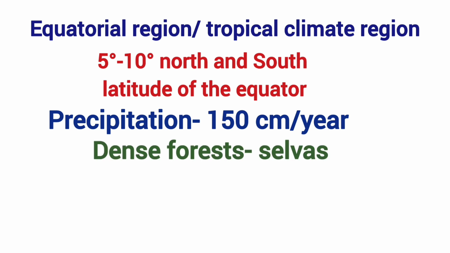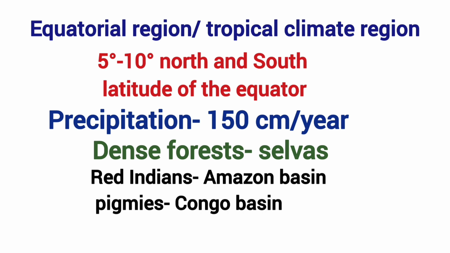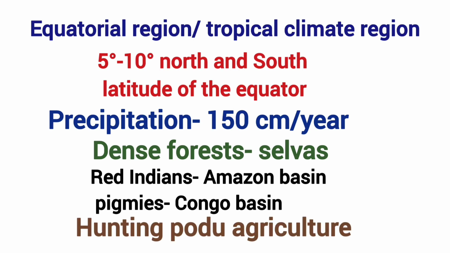Equatorial region with dense forest is called selvas. It is one of the least populated areas in the world. The tribes inhabiting this region are Red Indians in the Amazon basin and Pygmies in the Congo basin. These tribal people still lead a primitive lifestyle such as hunting and podu agriculture. An example of a country with a tropical climate region is Angola.